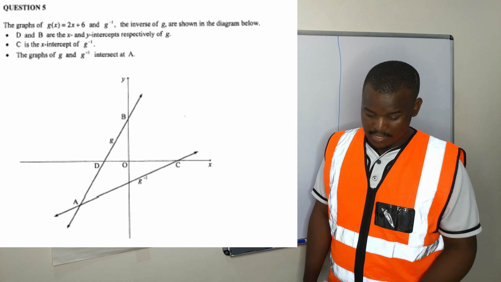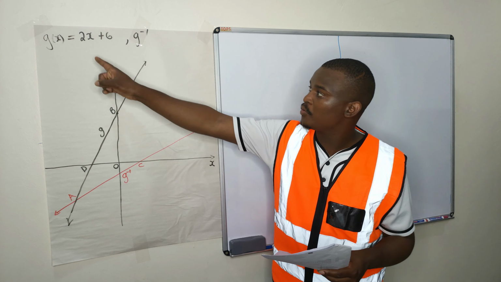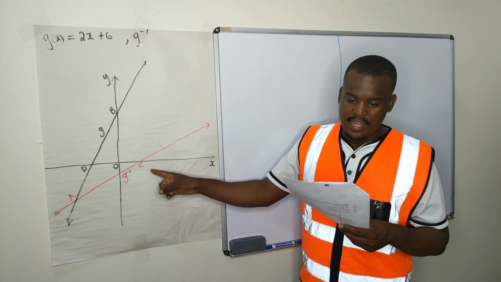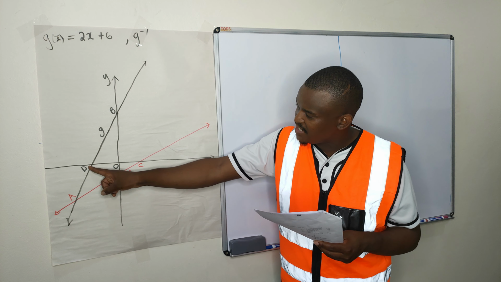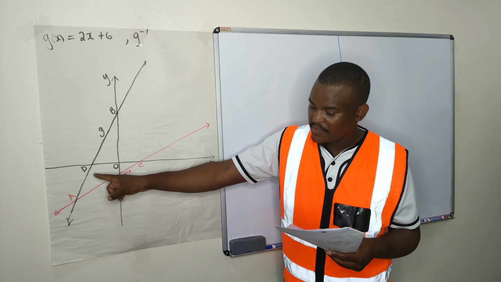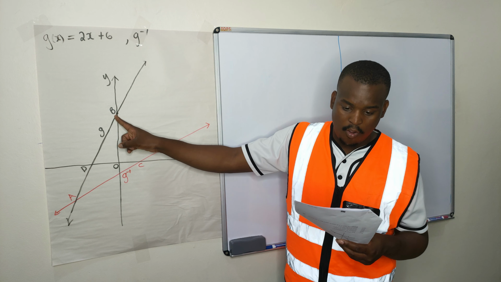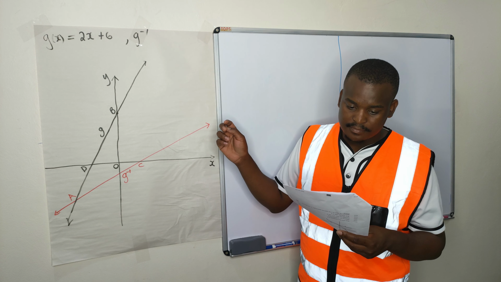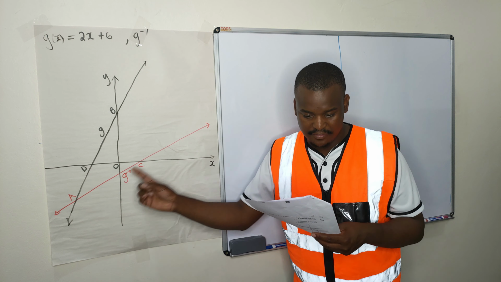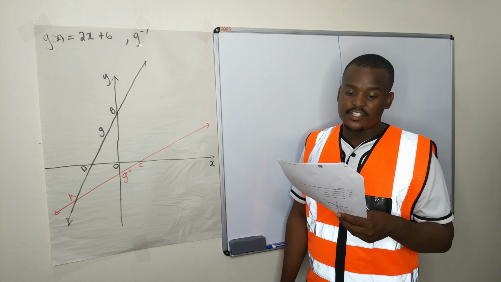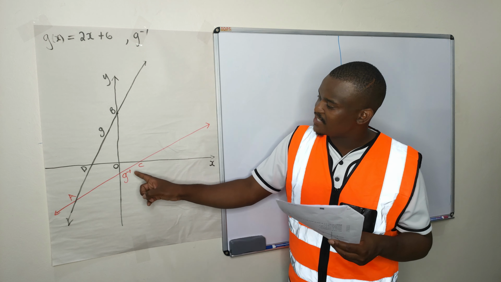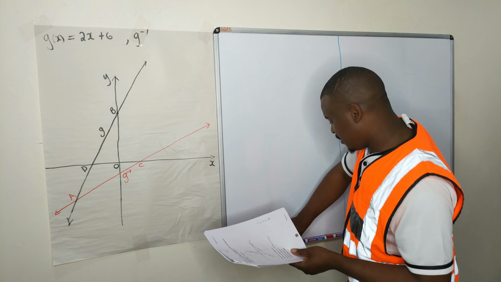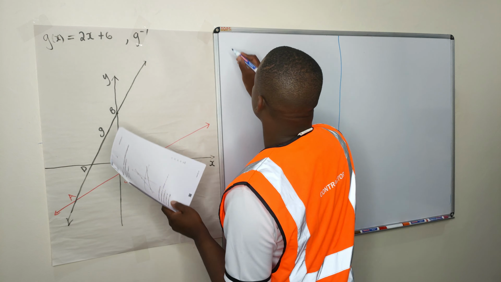So what you are told, you are given g and its inverse. Here is g, here is its inverse. And then you are told that D and B are the x and y intercepts of g, respectively, and C is the x-intercept of the inverse function. You're told that both g and its inverse intersect here at A. That's what they're telling you here. So, question 5.1.